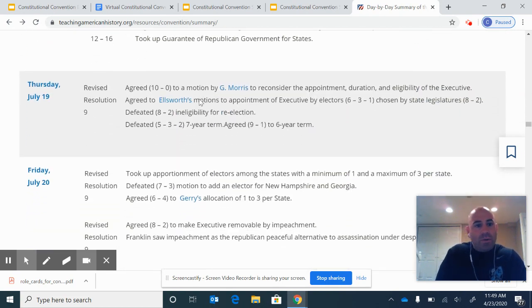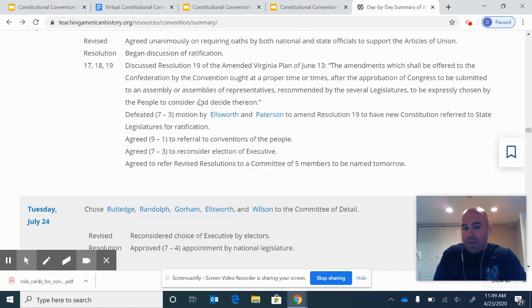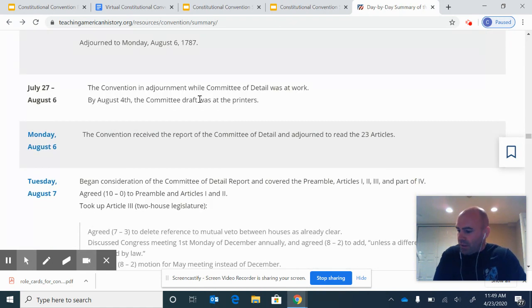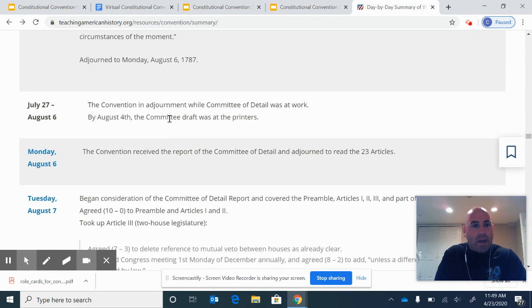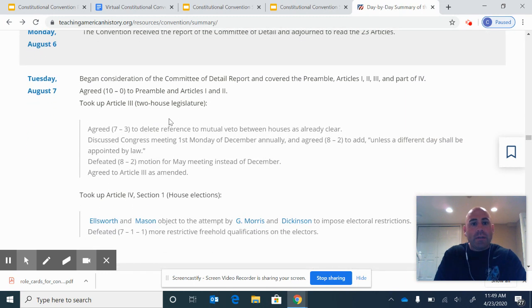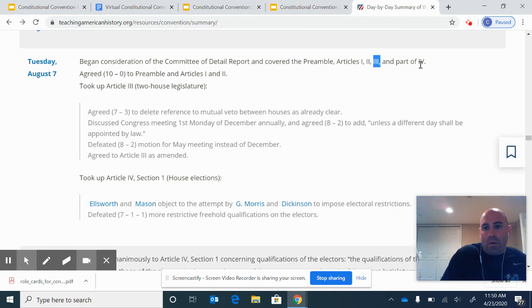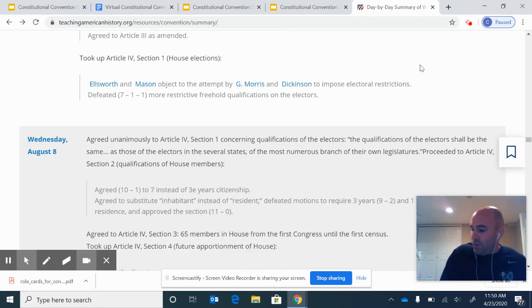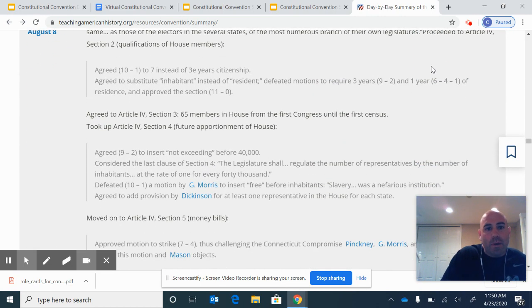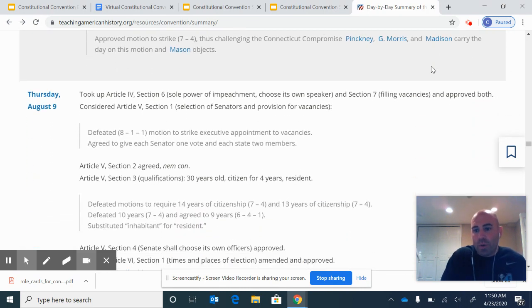All these different things are being worked at through the convention. And I'm going to get to August 7th. As they've agreed on and voted on all these different things, they now start preparing to write the actual document. So the preamble, the "We the People" and what the document's all about, and Articles 1, 2, and 3. Article 1 is about the legislative branch, Article 2 about the executive branch, and Article 3 about the judicial branch, as well as part of Article 4. They look through how many members, what the qualifications are, and they start putting it down into writing.